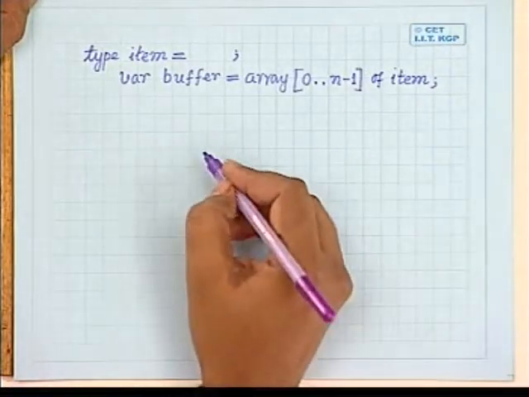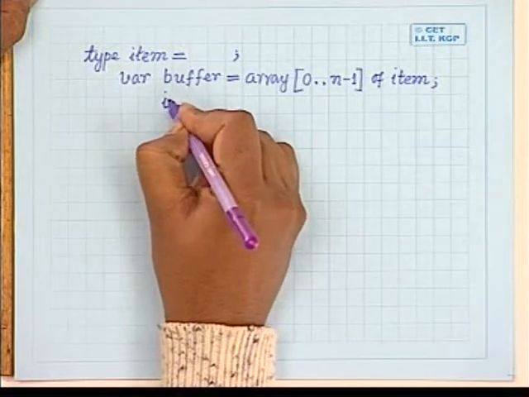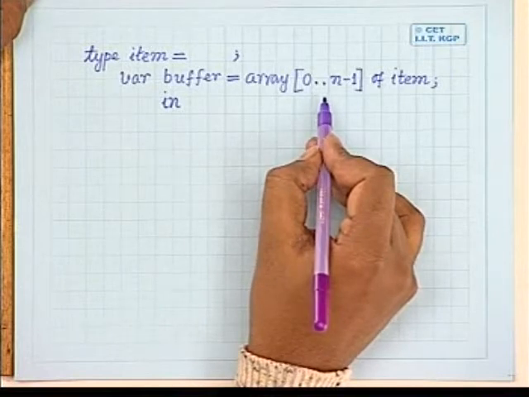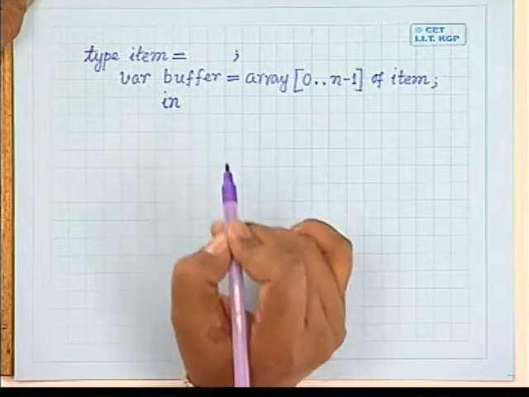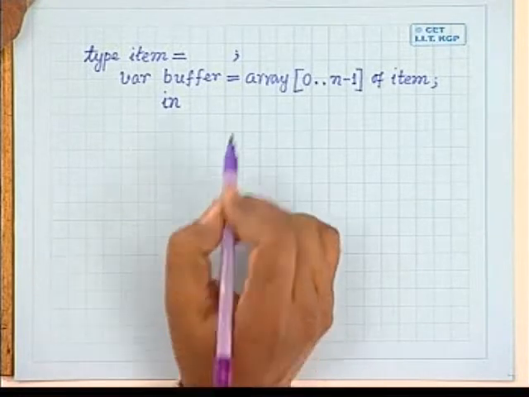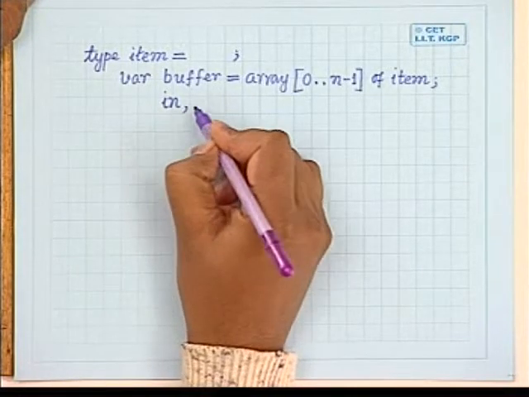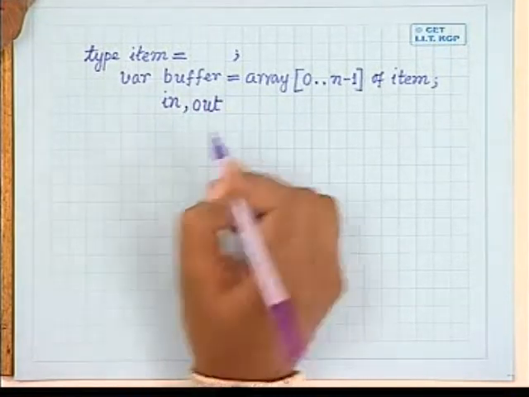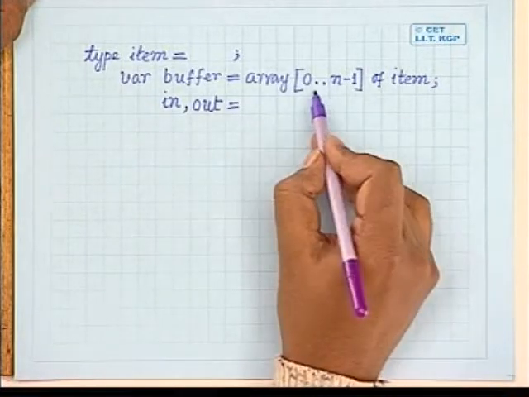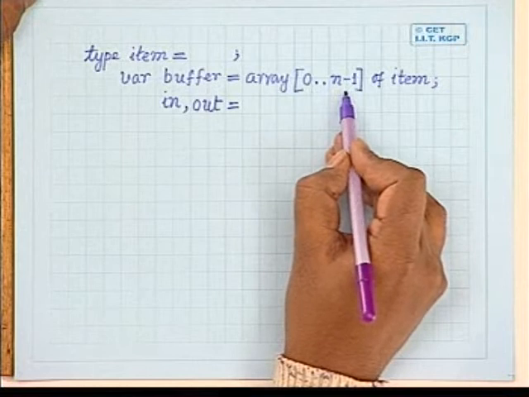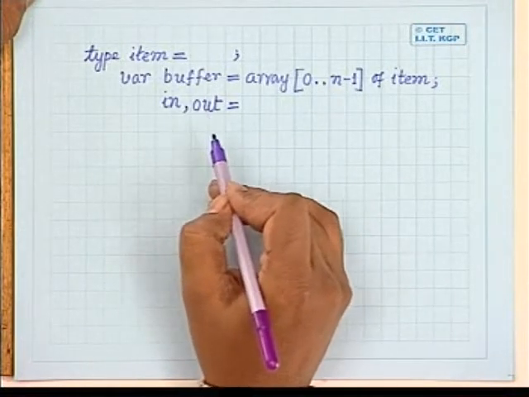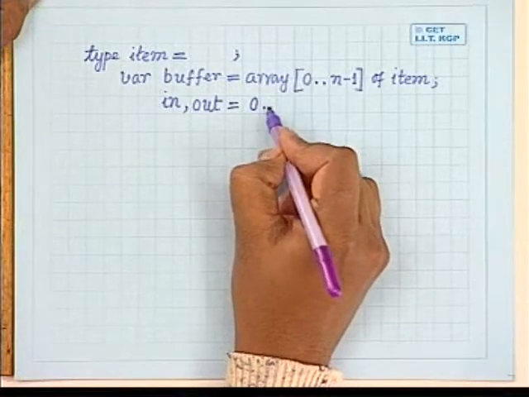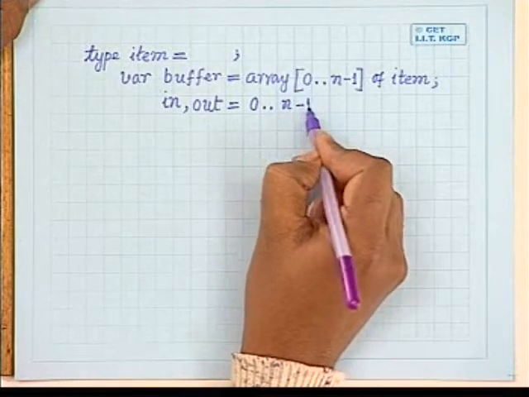Okay. We know we need two pointers or two indices to point to an item in the buffer, because the buffer is an array. So I must have pointers which will point to different locations in the buffer. So we'll have two pointers. One is pointer in and the other one is pointer out. And because there are n locations numbering 0 to n minus 1, these pointers can assume values from 0 to n minus 1. So we'll write like this, 0 to n minus 1.